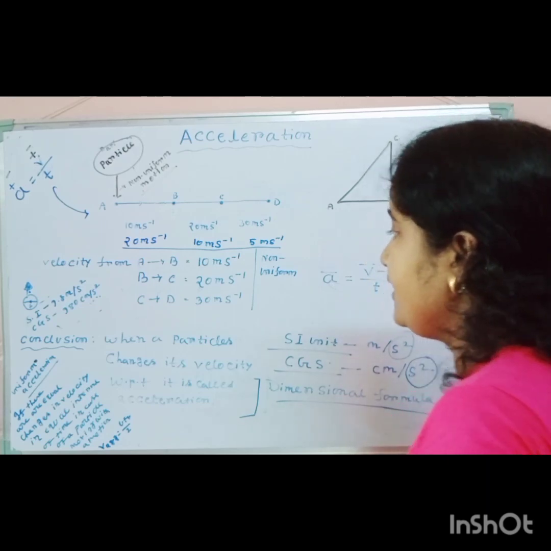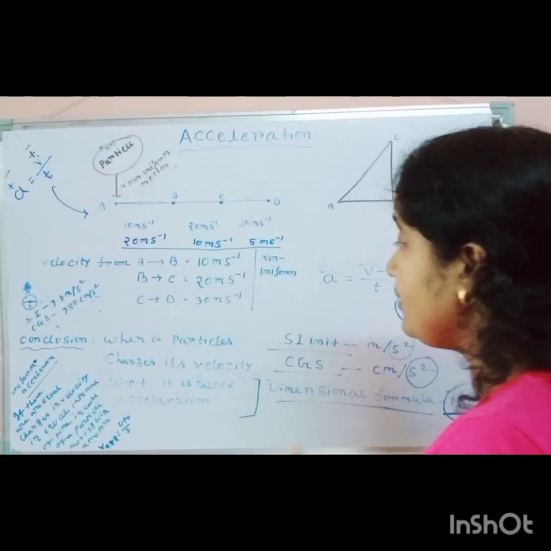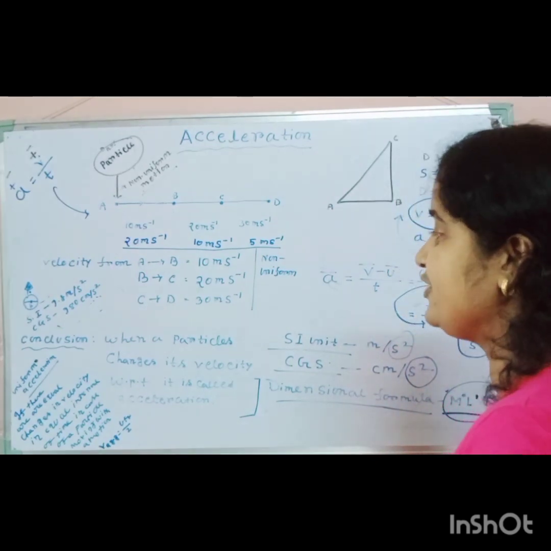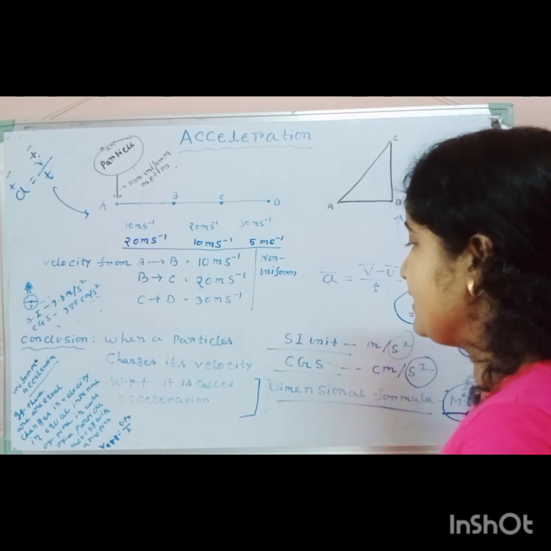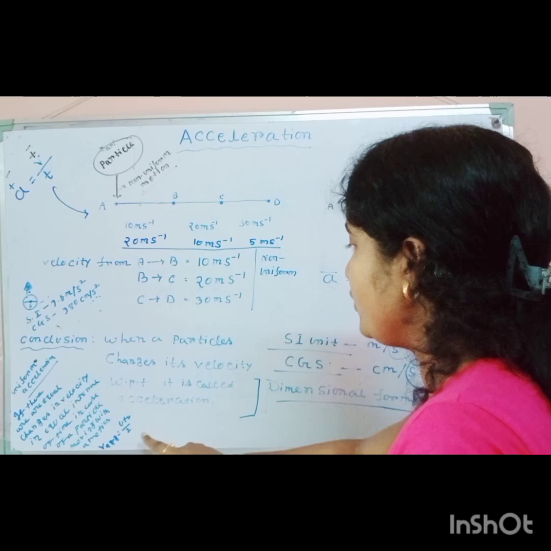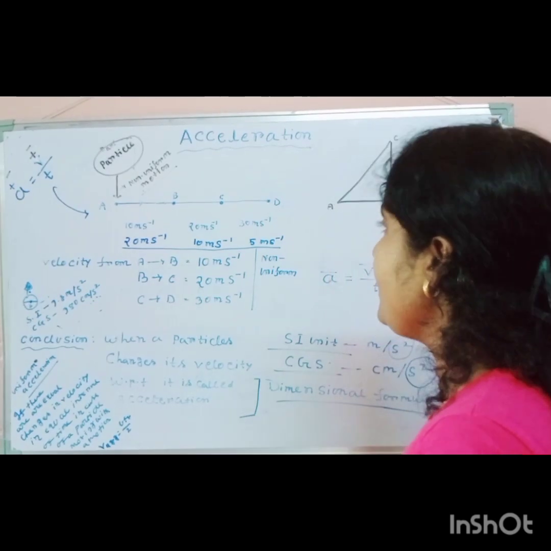Next students, what is uniform acceleration? If there are equal changes in velocity in equal intervals of time, in the case of a particle moving with a motion, it's called uniform acceleration. And in the case of uniform acceleration, the average velocity is calculated by the formula u plus v upon t.